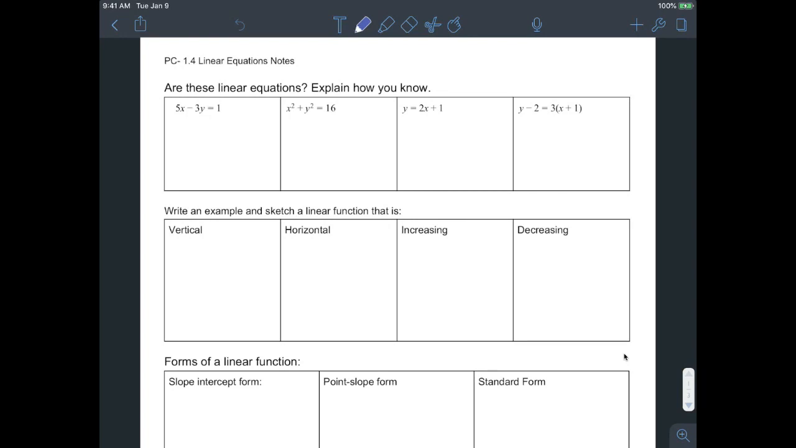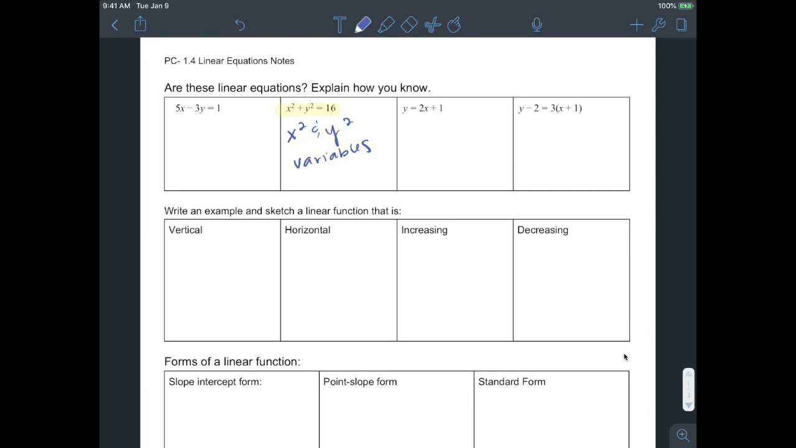So are these equations linear? And explain how you know. So the first one, let's take a look at these first and decide which ones are not linear, okay? So it looks like the second one is not linear because we have x squared and y squared variables. Do lines have x squared and y squared variables?